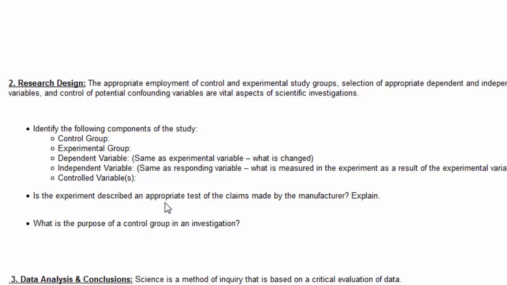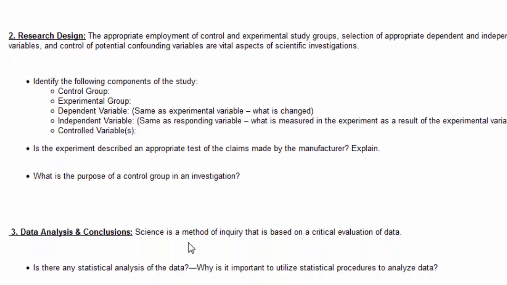Is the experiment design described as an appropriate test of the claims? Well, I've read about that. I think eating 4 pieces of candy probably wasn't enough. And the control group told us that, yeah, they could eat the candy and it didn't change anything. Because sometimes people have a placebo effect, that if they think they're taking medicine, they feel better, even if they're actually just getting a placebo.